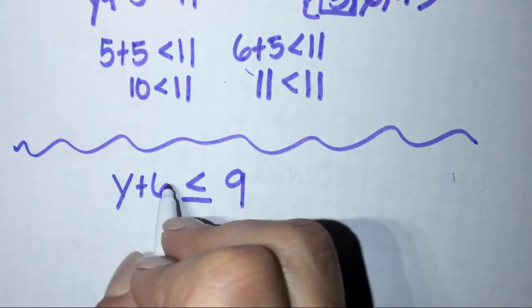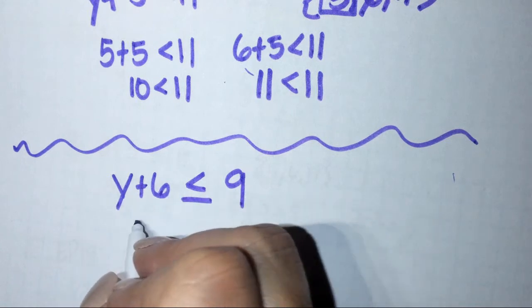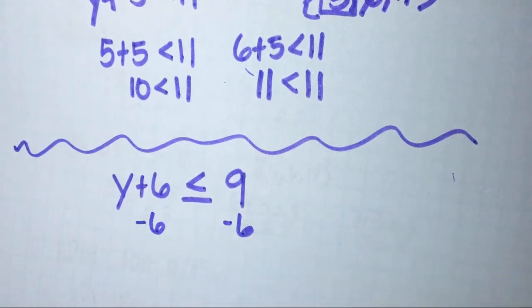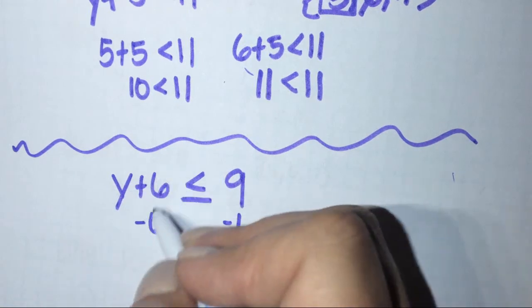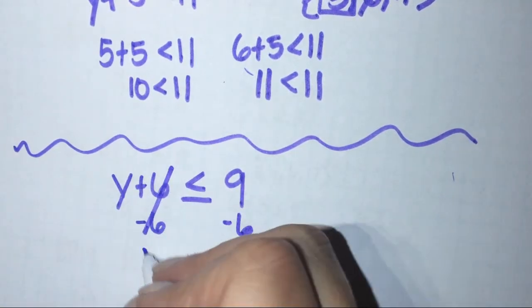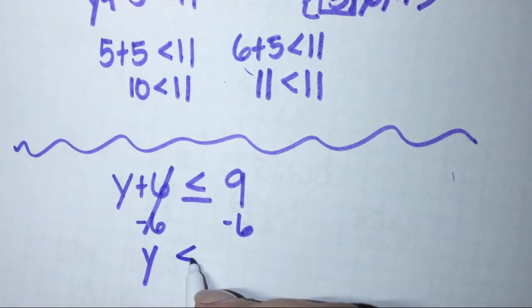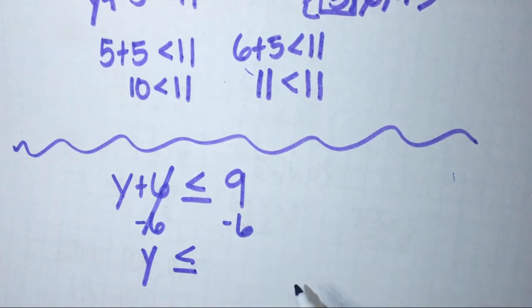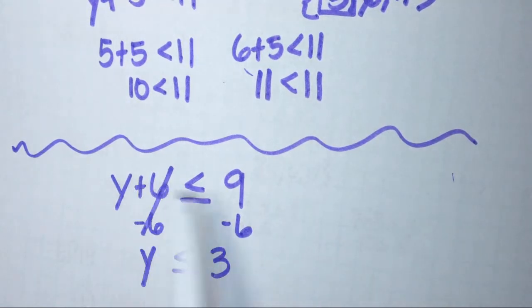So I want to get rid of the 6 because it's with my variable. So minus 6 to both sides. What happens here? It cancels out. That leaves y by itself. I bring my sign down, less than or equal to 9 minus 6 is 3. So this tells me all of my options that would work to make this true would be less than or equal to 3.